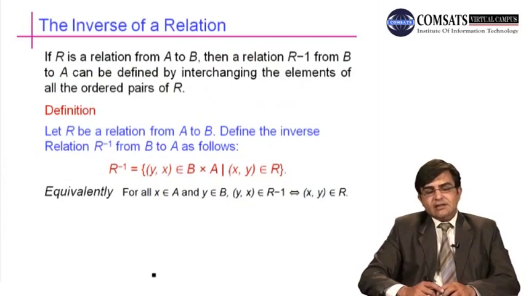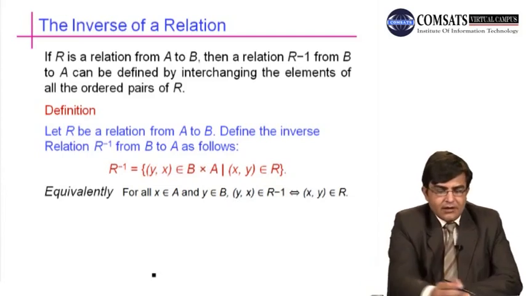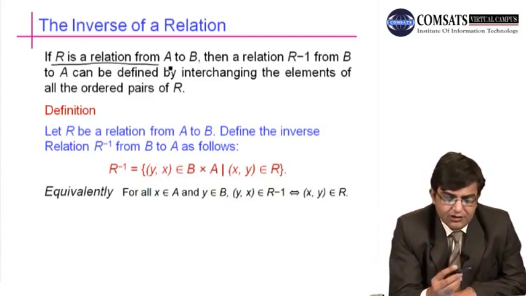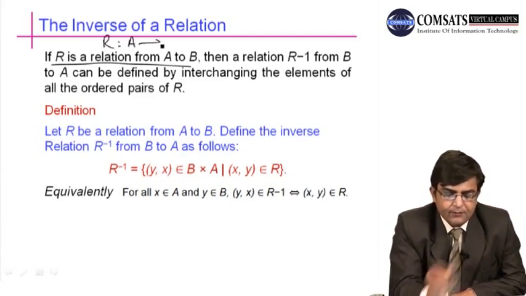The next is the inverse of a relation. In the previous slides we discussed the different types of relations: a relation between two sets A and B, and a relation on a set from A to A. Now we shall discuss how we define the inverse of a relation. If we have a relation R from A to B, how do we denote it? We denote it R from A to B.